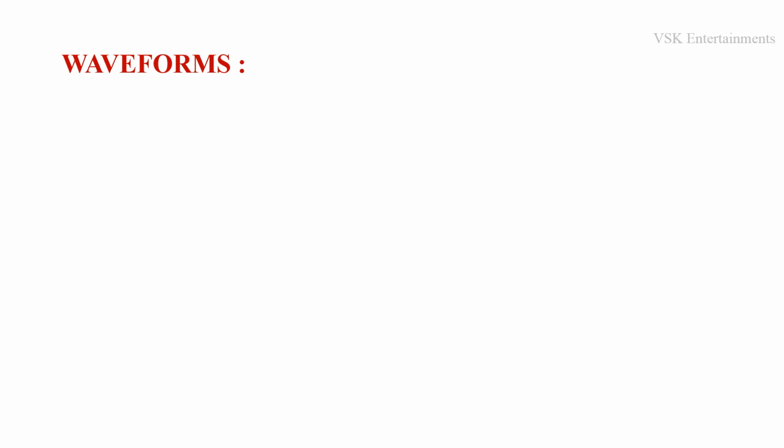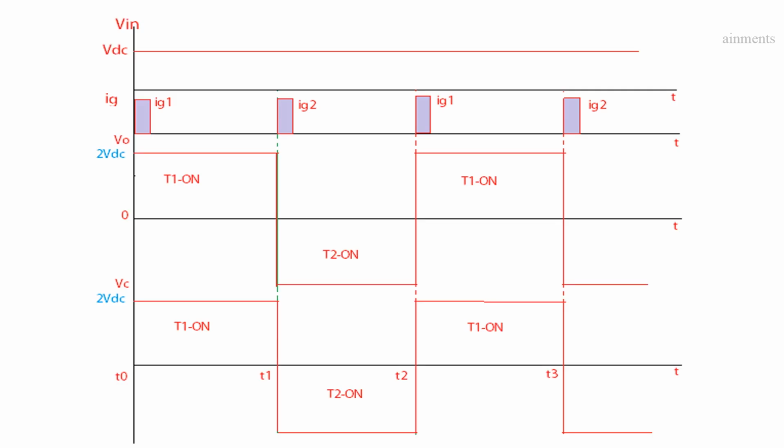Now by using this analysis we are going to draw the waveforms. Very simple. Here Vin is the input voltage which has the constant magnitude VDC, and Ig is the gating pulses which we are going to apply to thyristor T1 and thyristor T2, and V0 is the output voltage and Vc is the voltage across the capacitor.